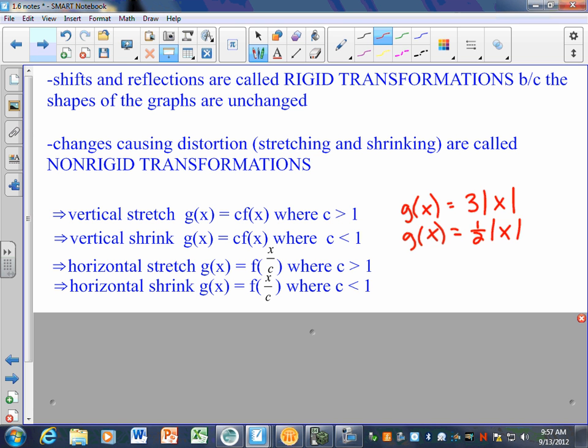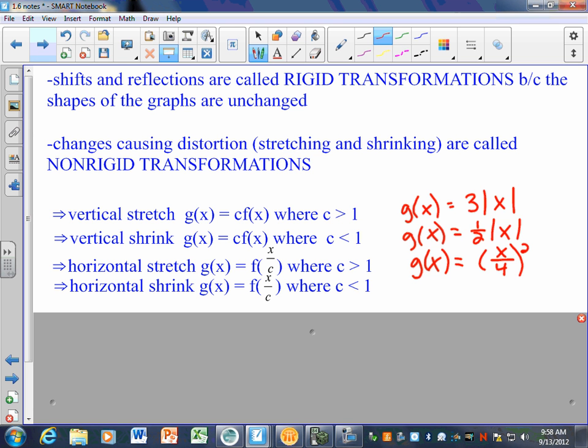But I feel like the horizontal part's a little tricky because of the way that they write it, where c is greater than 1. I could write g of x equals x over 4, squared. Notice how c is already in the bottom. If you pick a number bigger than 1, it kind of looks like a fraction in there. But the big deal that I want to get out of this is that if it's inside the function, it's going to be a horizontal stretch.